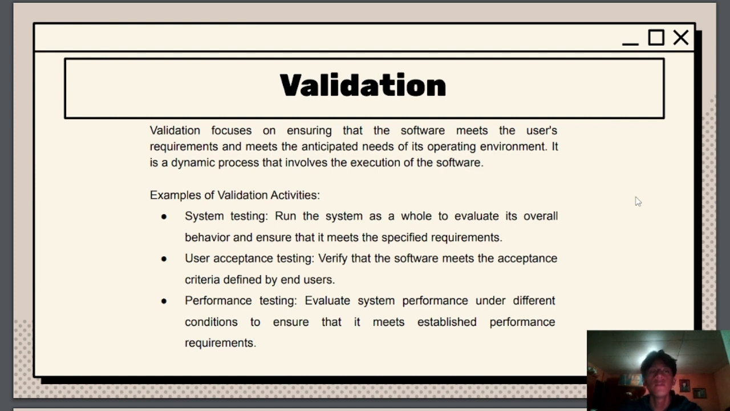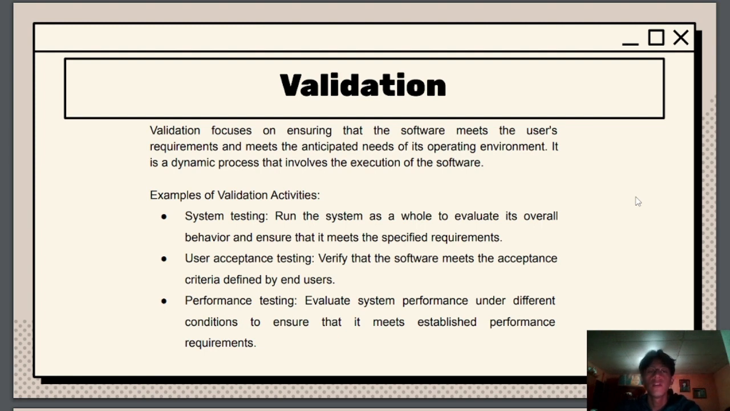Validation. Validation focuses on ensuring that the software meets the user's requirements and meets the anticipated needs of its operating environment. It is a dynamic process that involves the execution of the software.